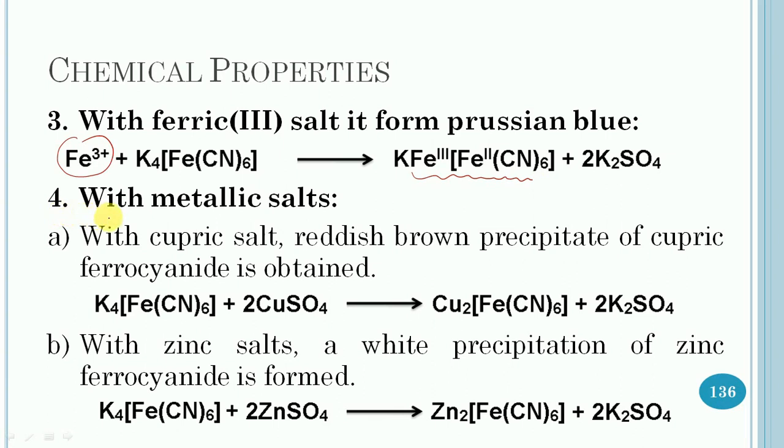Then next, reaction with metallic salts. With cupric salt, a reddish brown precipitate of cupric ferrocyanide is obtained having this formula. With zinc salt, a white precipitate of zinc ferrocyanide is obtained.